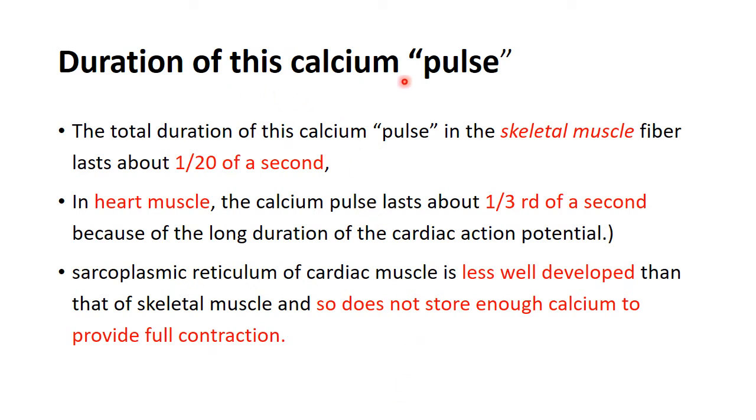The duration of the calcium pulse in skeletal muscle is only 1/20th of a second, while in heart muscle it is 1/3 of a second. The sarcoplasmic reticulum is less well developed in cardiac muscle than in skeletal muscle, so it will not store enough calcium to provide full contraction. It is not a storage house because the sarcoplasmic reticulum of the cardiac muscle is not very well developed.